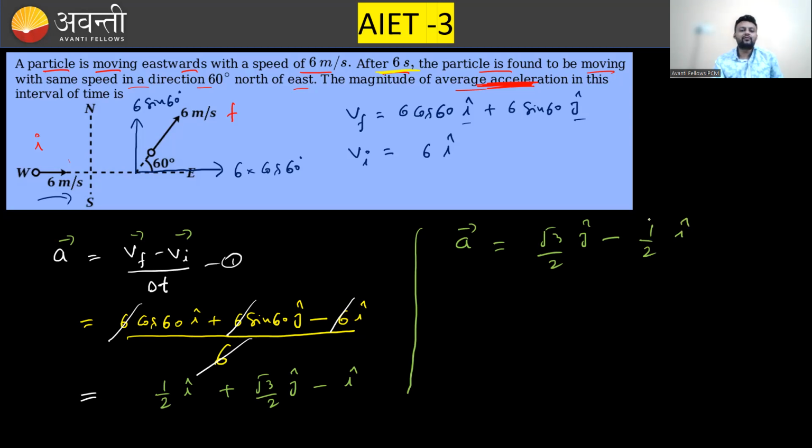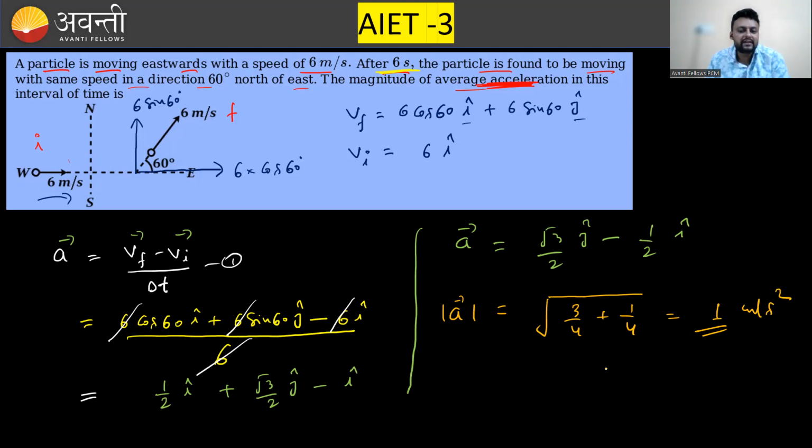Now they are not asking in the vector form, they are asking the magnitude. So the magnitude of a is the root of the coefficients of i and j squared. That is 3 by 4 plus 1 by 4, that is 4 by 4, that is 1 meter per second square. So the average acceleration is 1 meter per second square. I hope it is clear. This is your answer, 1 meter per second square.